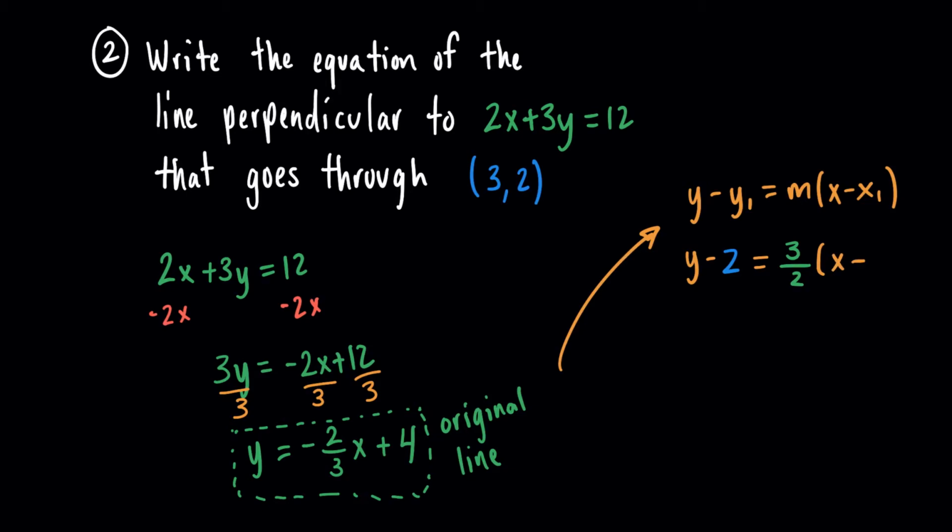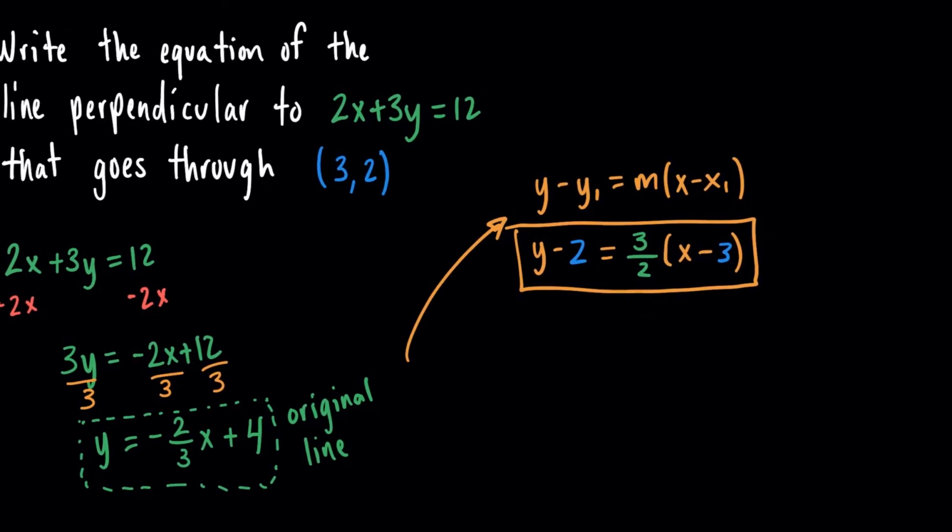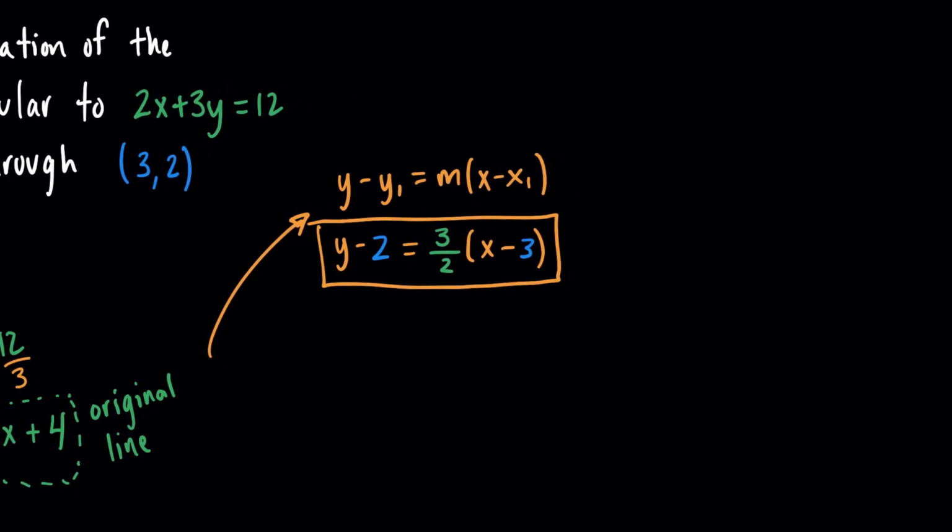X minus, and then if we look over here, we're going to want the x value of the coordinate that we're trying to go through, which in this case is 3. So we'll put a 3 in there. This would be totally acceptable for point slope form. This is a great point slope form. If you want slope intercept, that's fine.